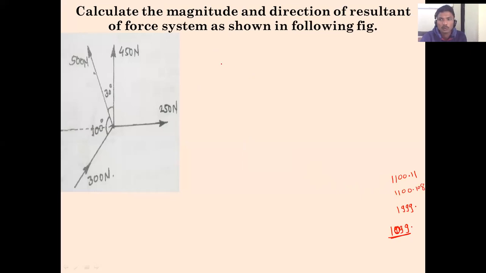Let me know which force you have considered as F1. 500. Okay. Each and everything I will not write. F1 you have considered as 500 Newton. F2, 450 Newton. F3, 250 Newton. F4, 300. Okay.